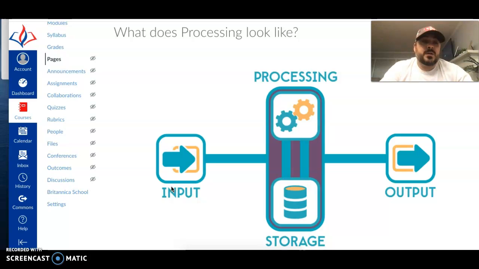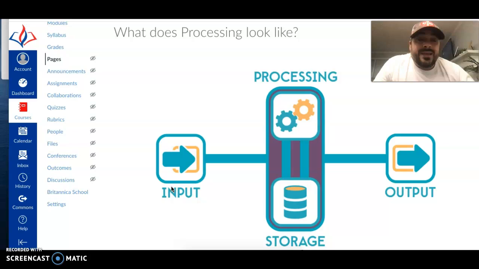Another thing we use for putting information into a computer would be things like microphones. We use microphones, keyboards, mouses. Those are always good input devices. Our output devices would be things such as the monitor on your cell phone or your laptop, your speakers, or even a printer. Those are your output devices.